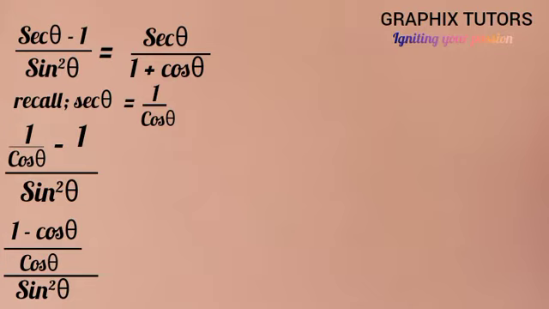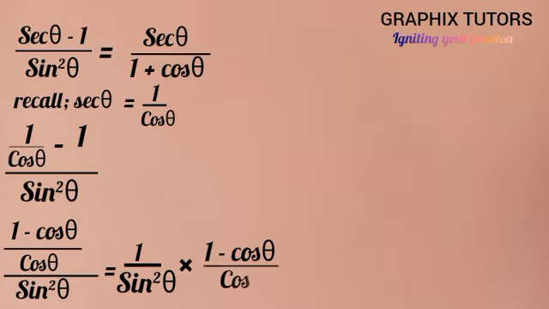Now don't forget that sec theta minus 1 is just one entity on its own. So close to it, we have sine square theta in the denominator. If I move it to one side, I'll have 1 over sine square theta times (1 minus cos theta) over cos theta. You can see that?